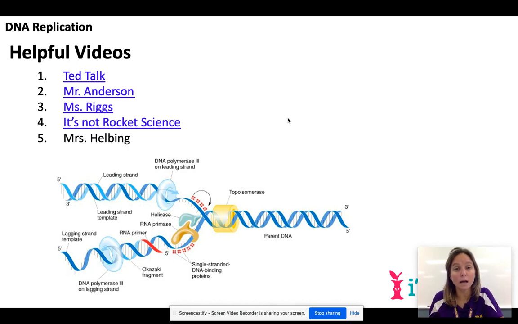So I hope this was helpful. I hope you have a better understanding of DNA replication. Remember, what's the takeaway? I want you to understand that DNA replication is semi-conservative, that there are multiple enzymes and what the role of each enzyme is in DNA replication, and that this is occurring over several locations along the DNA strand, and that this is a very complicated process because of the complexity of DNA.